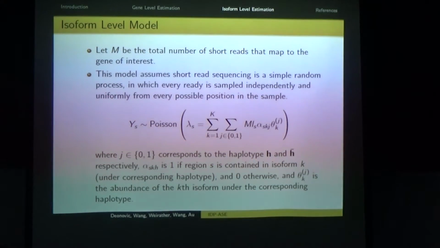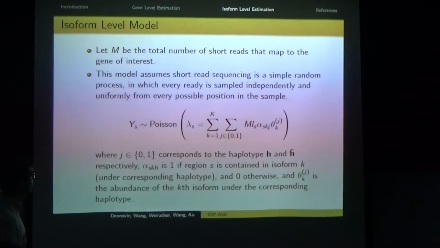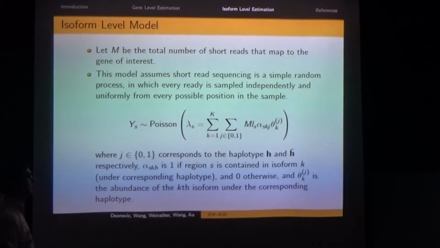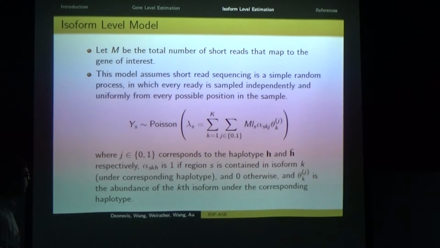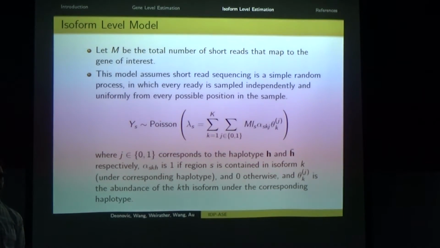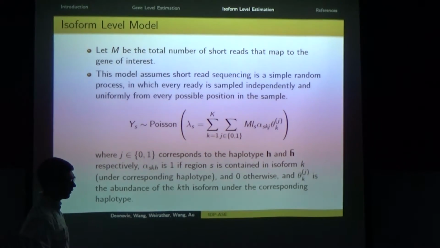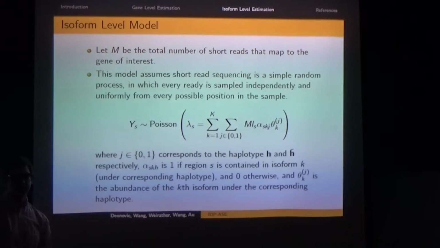We'll have n total number of short reads that map to this gene. Now, if we assume that read sequencing is a simple random process in which every read is sampled independently and uniformly from every possible position, we can derive the Poisson model for isoform abundance estimation.